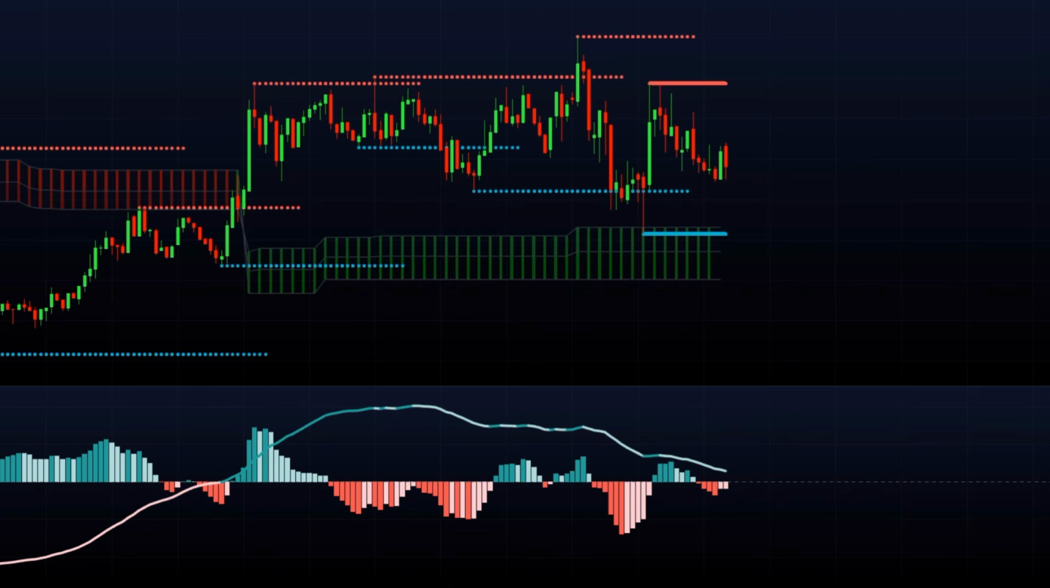Now add another indicator, and this indicator's settings were already shared in a previous video. You can watch it and find the video link in bio.